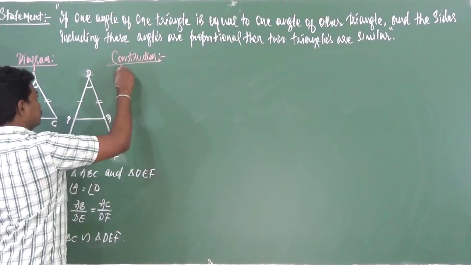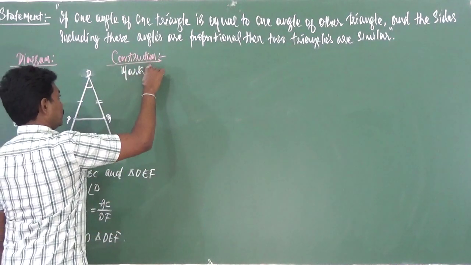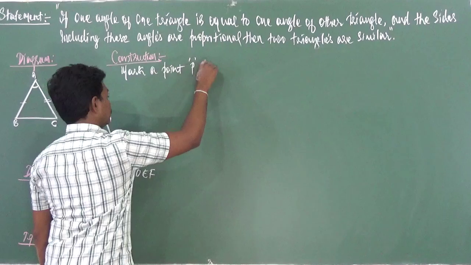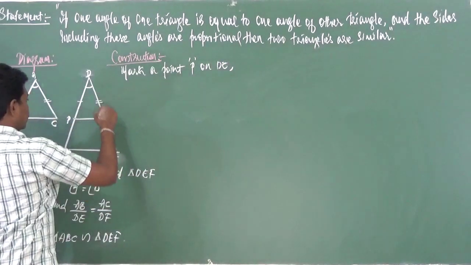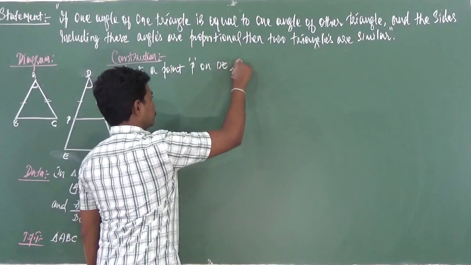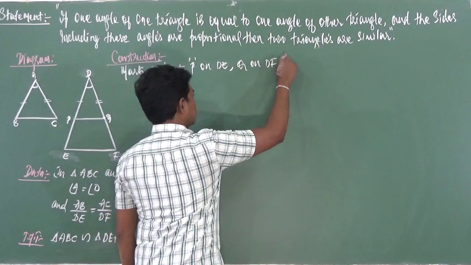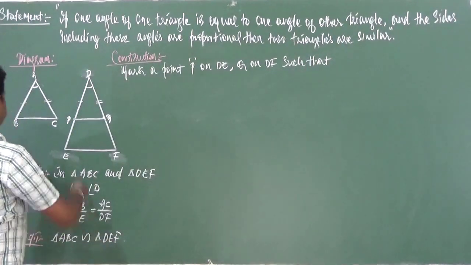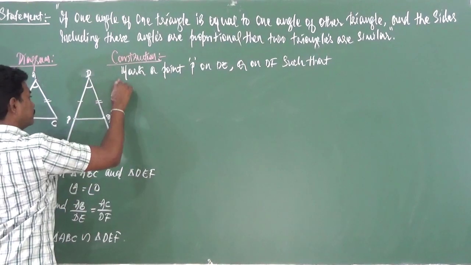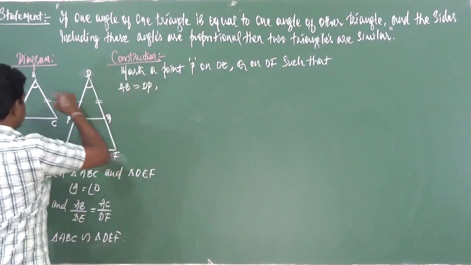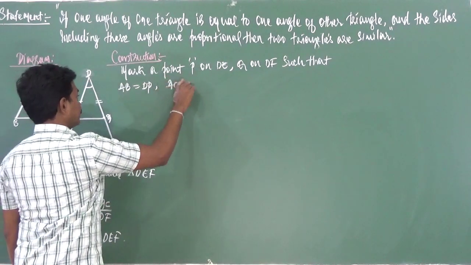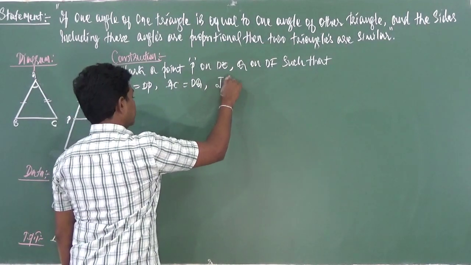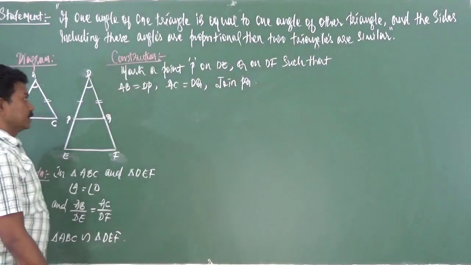Okay, so mark a point P on DE, and Q on DF, such that, how we should mark, that's very important, such that AB is equal to DP, and AC is equal to DQ, and you have to join this PQ. So join PQ, right. So this is the construction part.